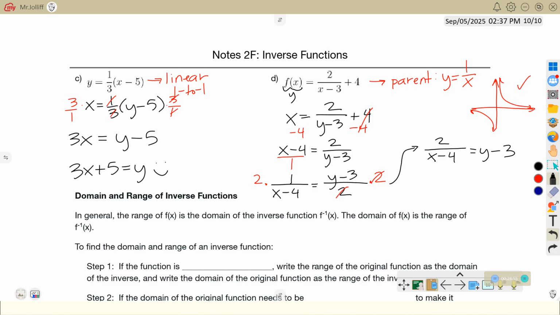Aubrey, what would we do next? Add 3. That's perfect. Yeah. So 2 over x minus 4 plus 3 equals y. Happy face. Happy face, happy face, happy face. Just breathe, guys. Just breathe.